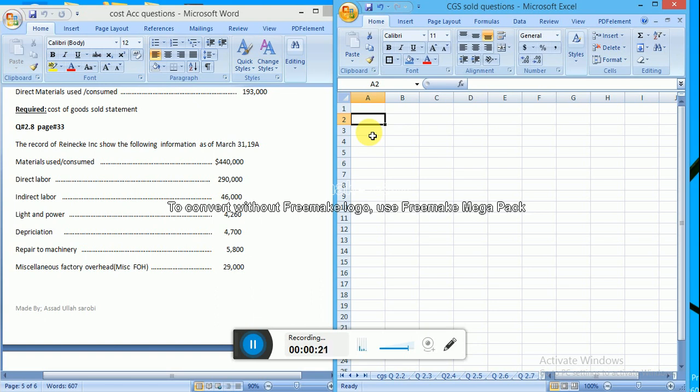The records of Renick Incorporation show the following information on March 31st, 19A. Material consumed 4,40,000, direct labor 2,90,000, indirect labor 46,000, light and power 4,260, depreciation charges 4,700, repairing to machinery 5,800, and miscellaneous factory overhead $29,000.